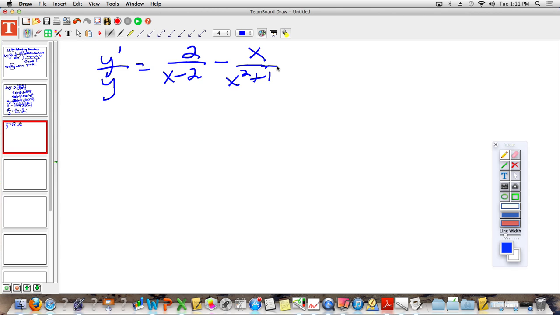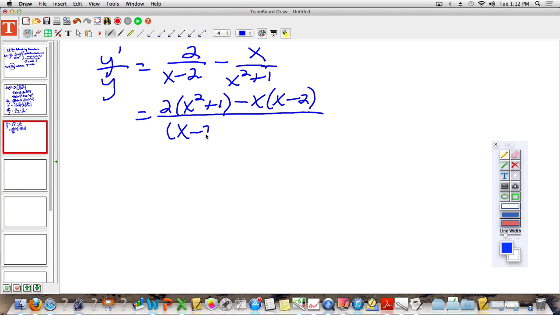All right, what are we going to do with this now? Cross multiply. So we multiply 2 times (x squared plus 1). So this is equal to 2 times the quantity x squared plus 1 minus, now we cross multiply this way, x times (x minus 2). And then we divide all of that by the two denominators multiplied, which is (x minus 2) times (x squared plus 1). And on the left side, we still have the derivative of y over y.